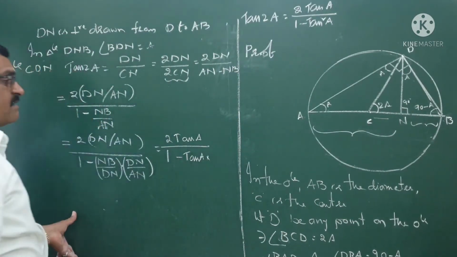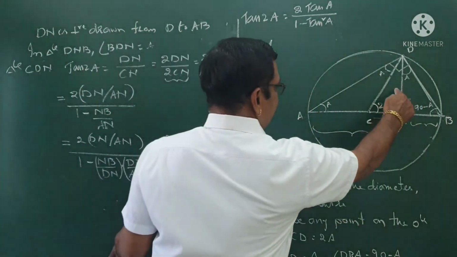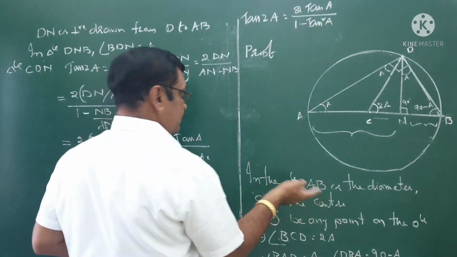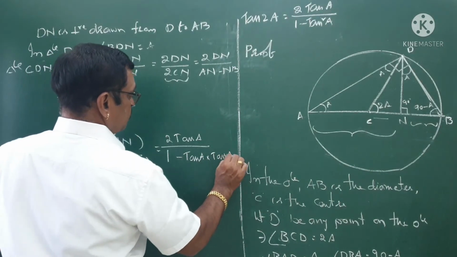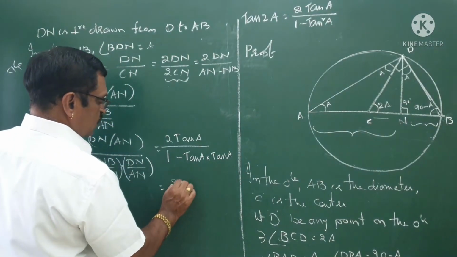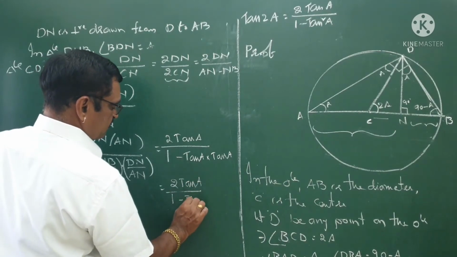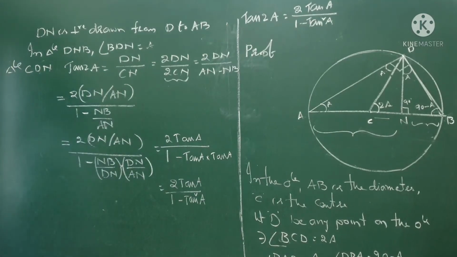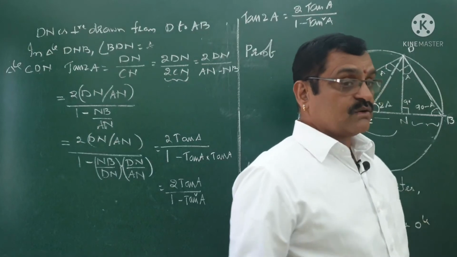And what is this DN by AN? DN, where is DN? Yes, DN. This DN by AN again, sorry, again tan A. So this is equal to, we have 1 more tan A. So finally I got 2 tan A by 1 minus tan square A. Proof. So these are the 3 independent proofs for sin 2A, cos 2A and tan 2A.